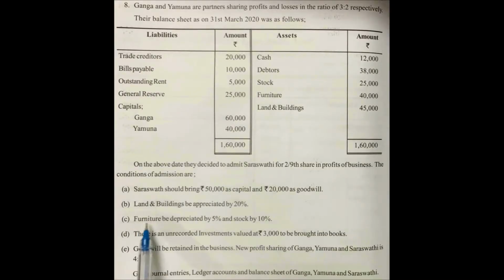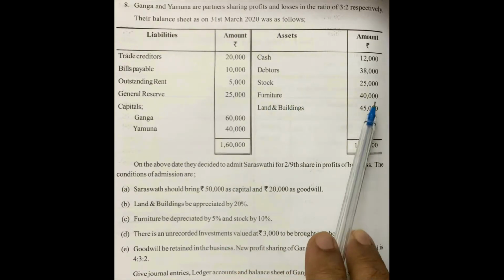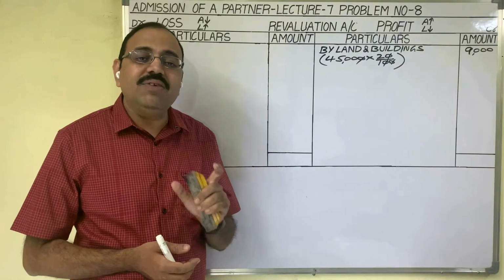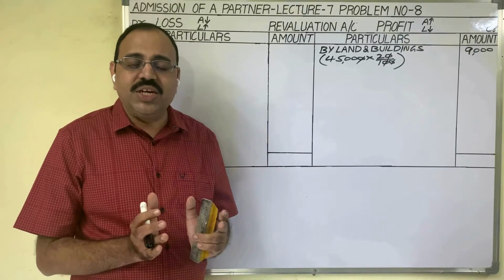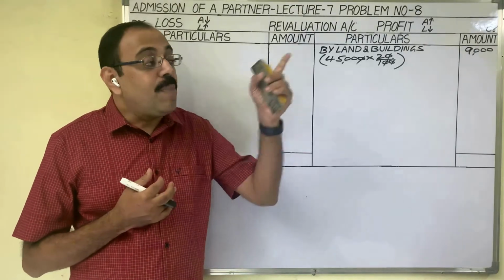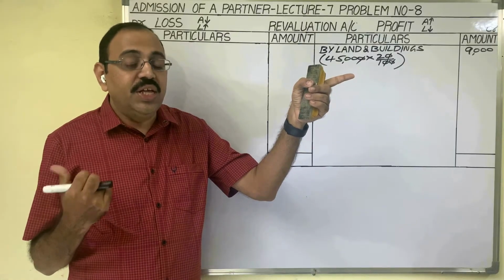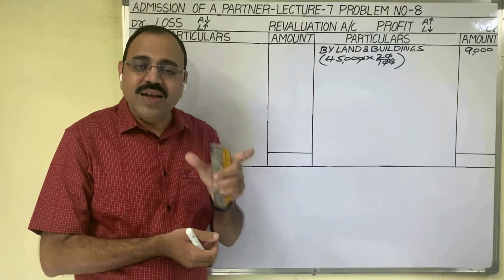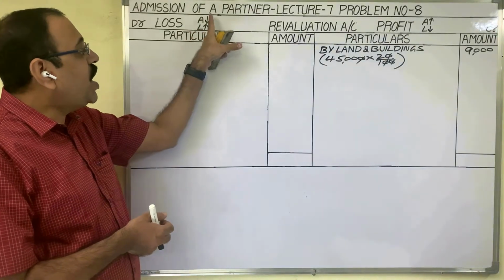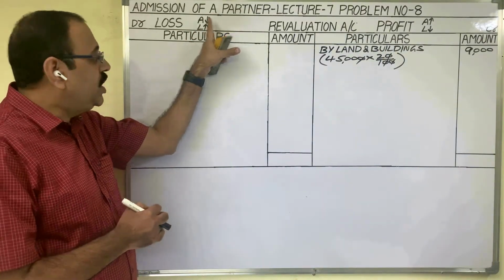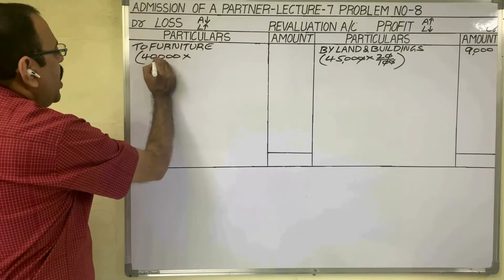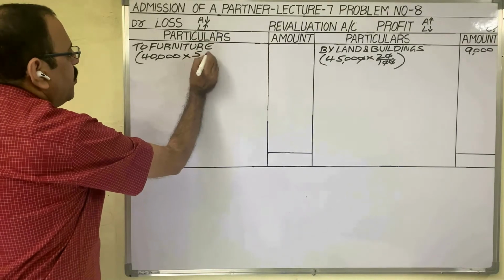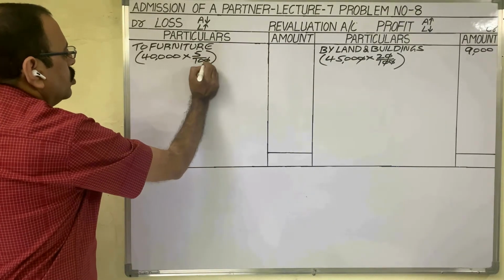Next adjustment. Furniture be depreciated by 5%. In the old balance sheet, furniture value is given as 40,000 rupees. In revaluation of this furniture, old partners came to know that the market value of this furniture is reduced by 5%. Furniture is an asset. Asset value is reduced. It is a loss. It should be debited to the revaluation account. To furniture. Book value of furniture 40,000. 5% of this value is reduced.